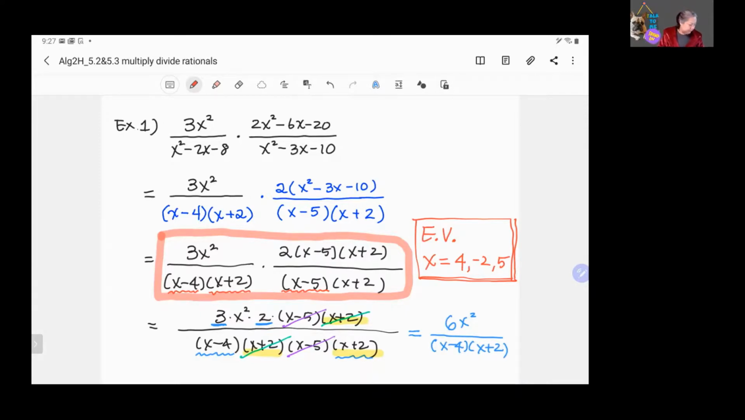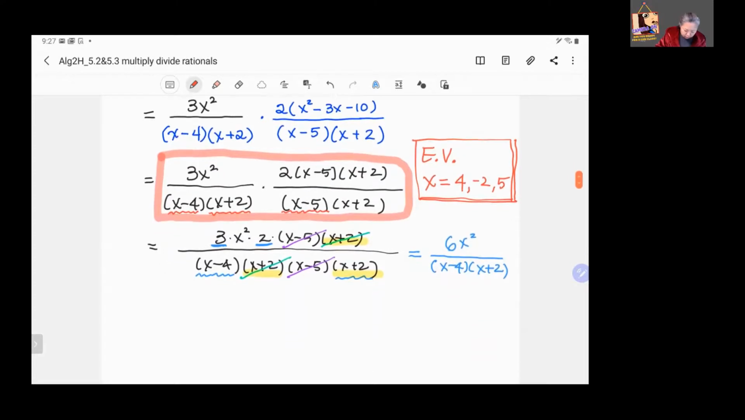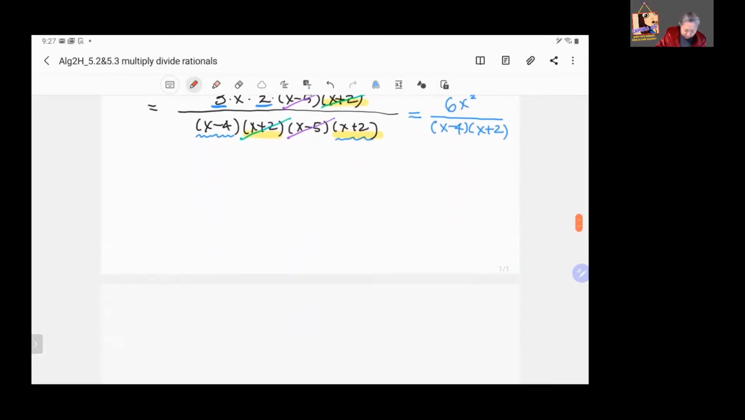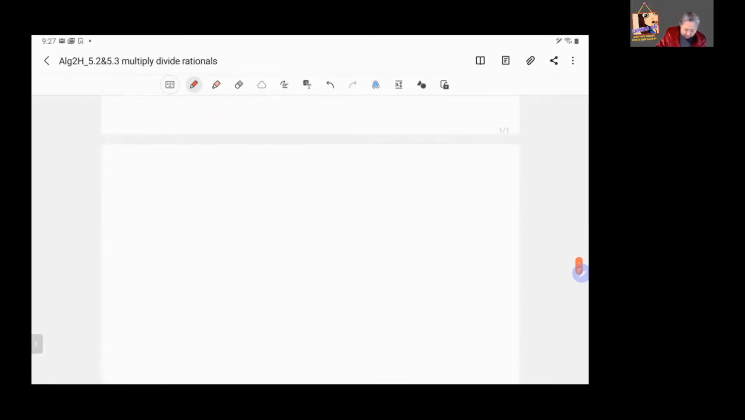Okay? Then, in the same manner, we will do one more example for the division. So division is nothing but that you take care of the division, change it to multiplication, and the rest of the steps are the same, okay?